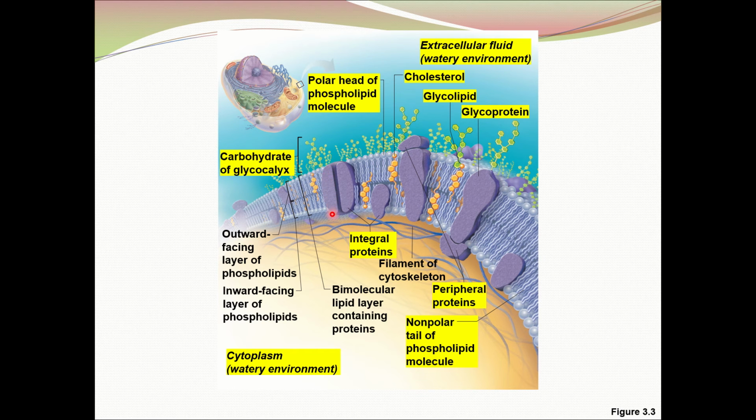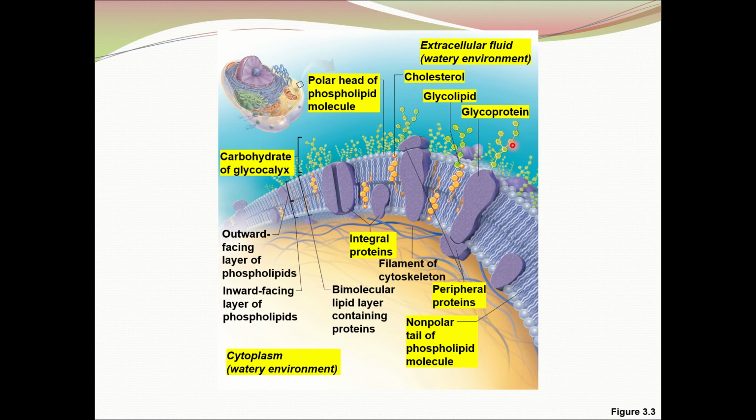Integral proteins go all the way through the membrane, from the outside, middle, and inside. Peripheral proteins are anchored to integral proteins and are either on the outside or the inside, and they generally act as enzymes, whereas integral proteins can act as channels. As you can see here, substances can go through the membrane through this integral protein.